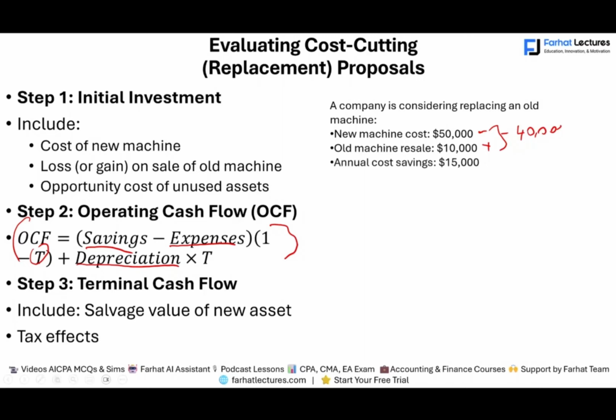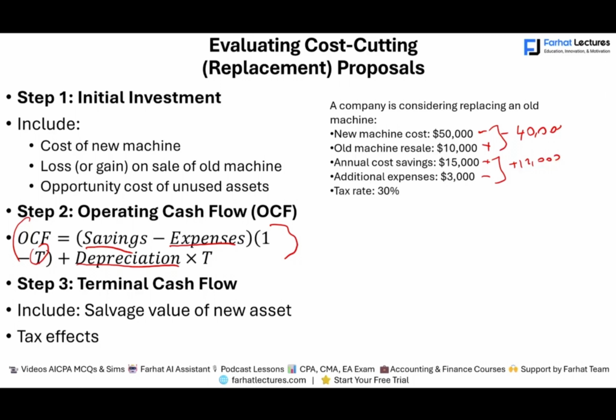The annual cost saving is 15. So every year we are going to save 15,000. But this machine would require an additional 3,000 of expenses. Well, if we're going to save 15 and pay 3, our net saving is 12. It's still a positive net saving.